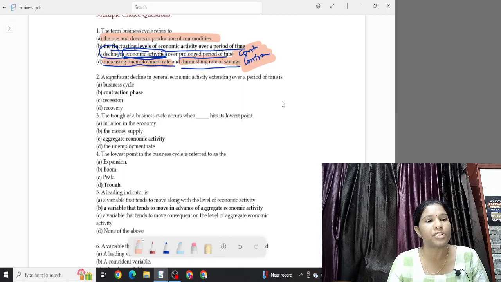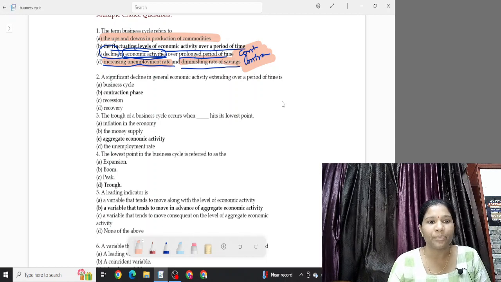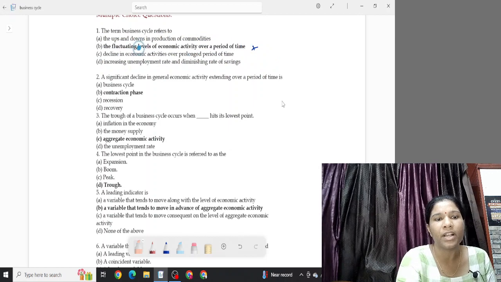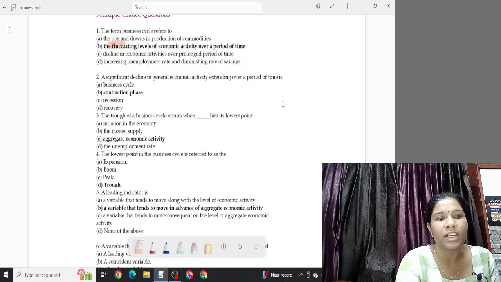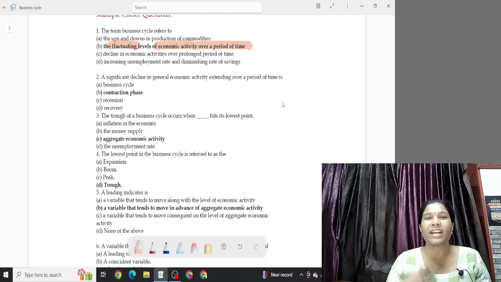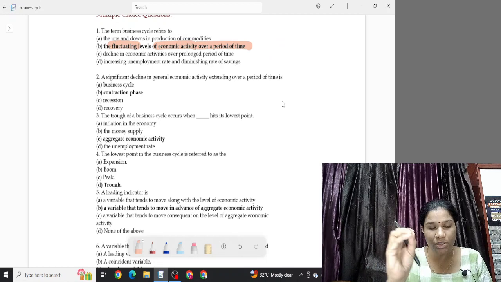What is the leftover portion here? Fluctuating levels of economic activity over a period of time. As I've already told you, what is the most important keyword here? There are three keywords: fluctuating, economic activity, over a period of time. So fluctuating level of economic activity over a period of time is called as business cycle. This is the most important one.